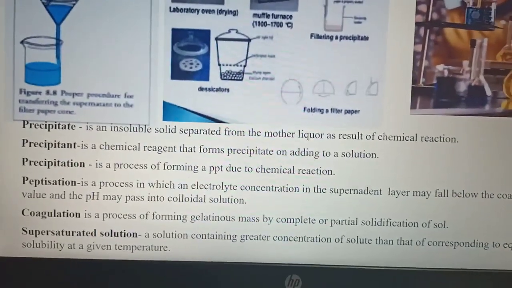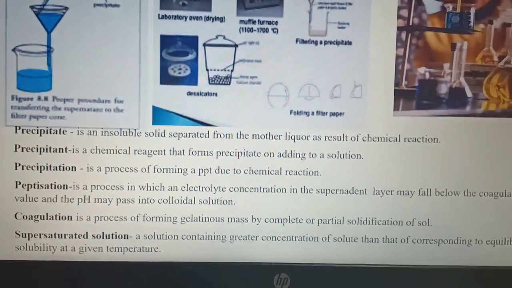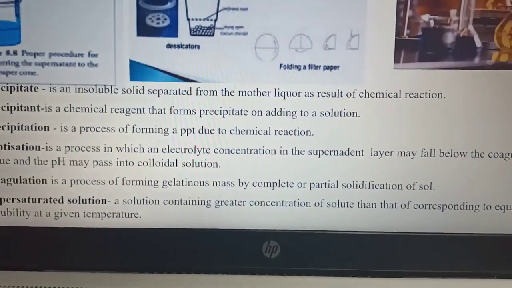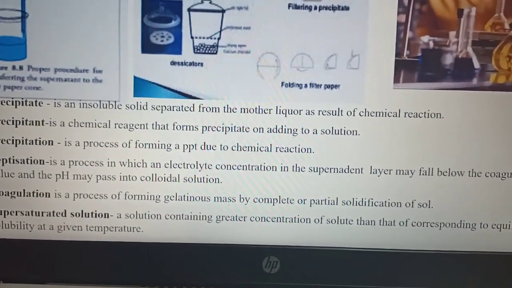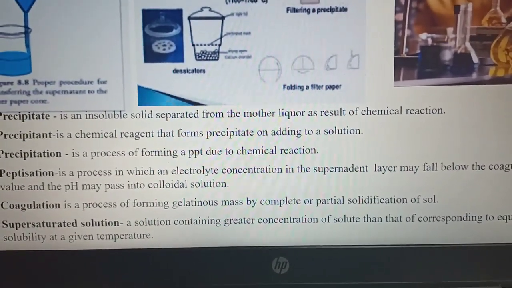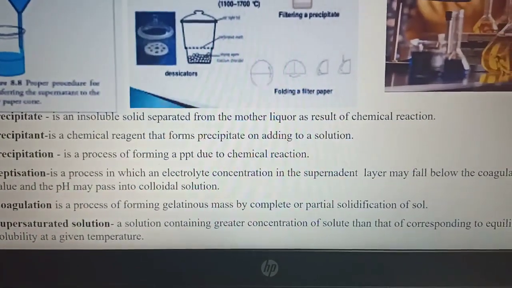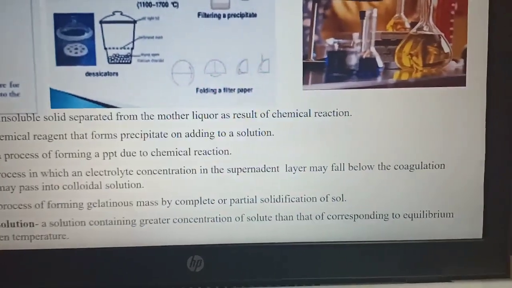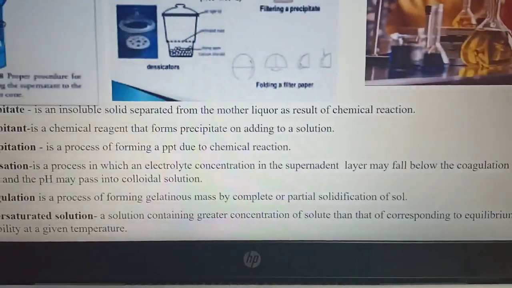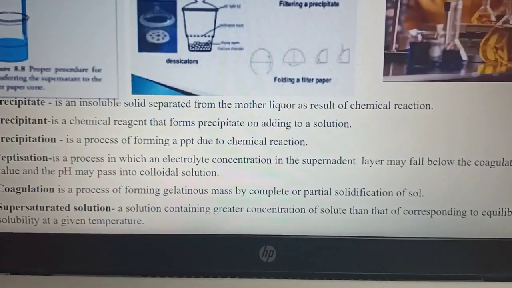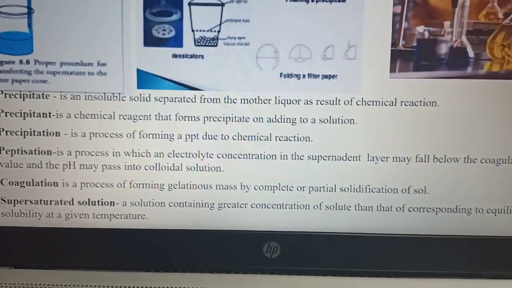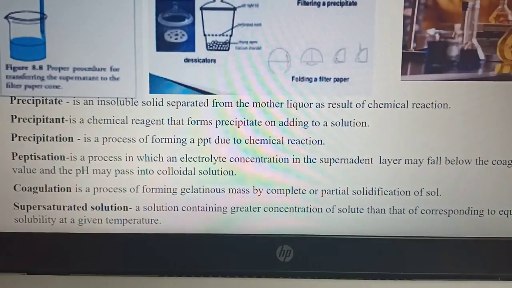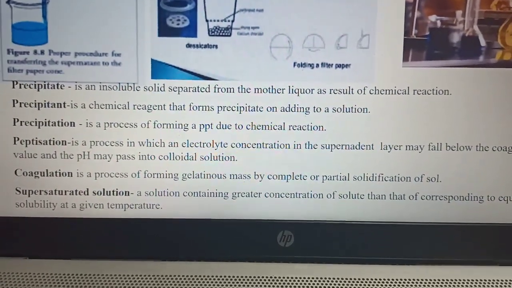Okay. Then the terms peptization, coagulation and supersaturation are there. Peptization, in which the electrolyte concentration in the precipitant layer may fall below the coagulation point. Then coagulation is a process of forming gelatinous mass by complete or partial solidification of sol.